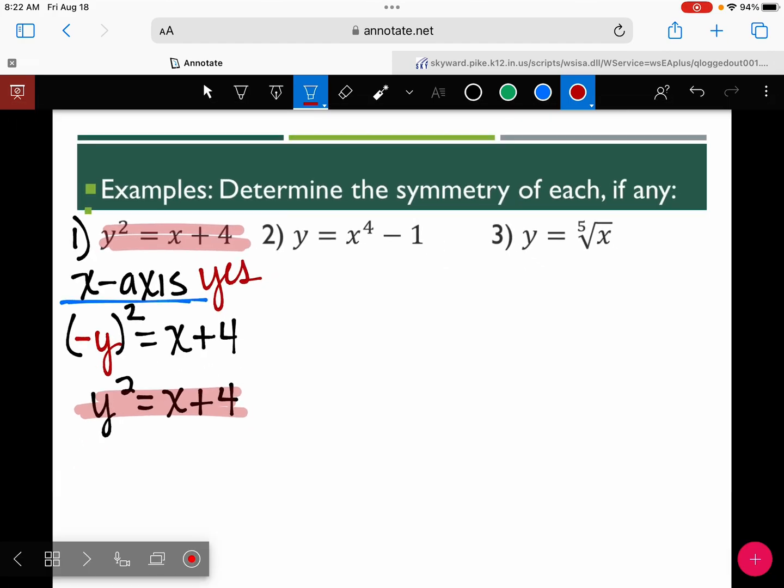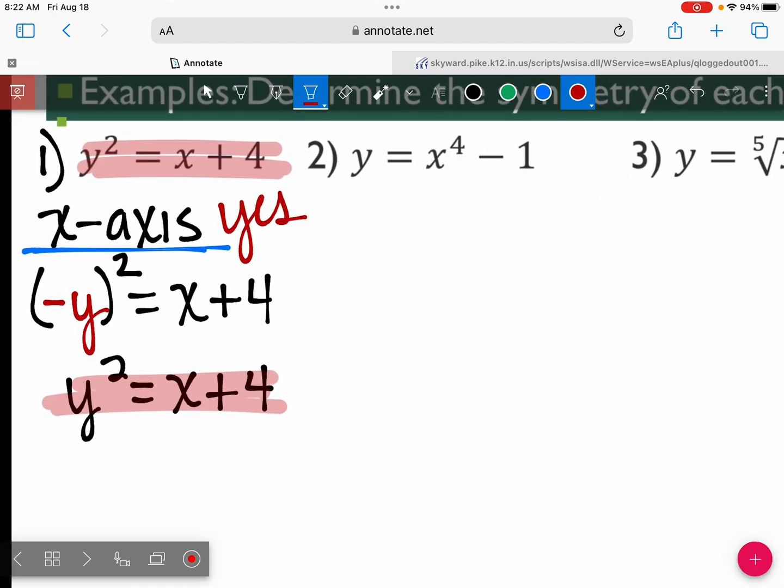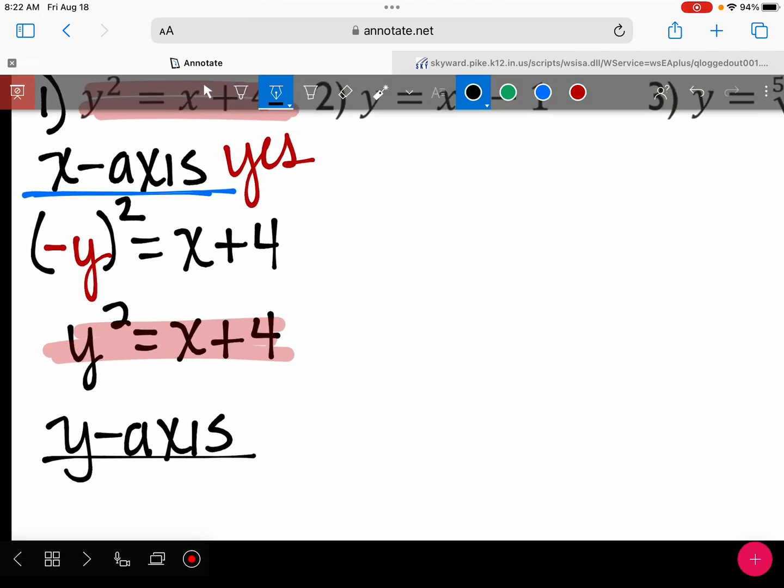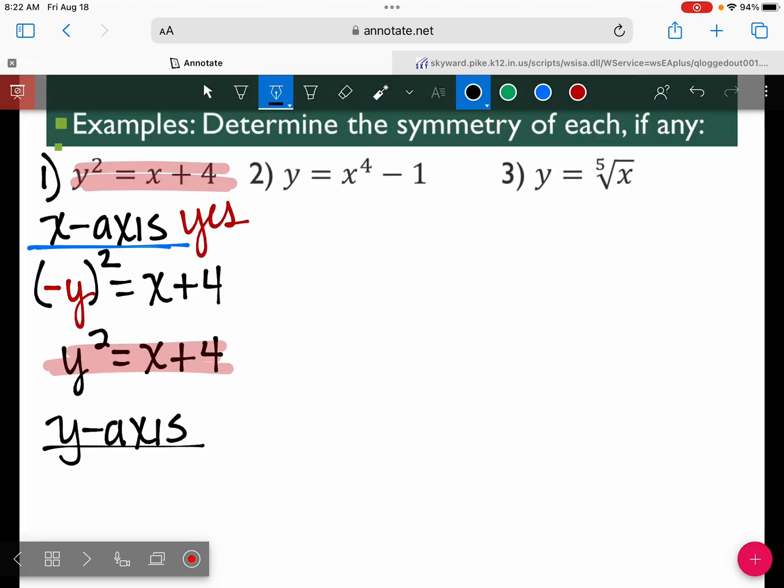So I already know the answer is no, but I want you to see why it's a no. So let's go ahead and check for y-axis symmetry. So if I'm checking for y-axis symmetry, I would replace y. No, not y. I am going to replace x with negative x. So that's y squared equals, and then we have negative x plus 4.